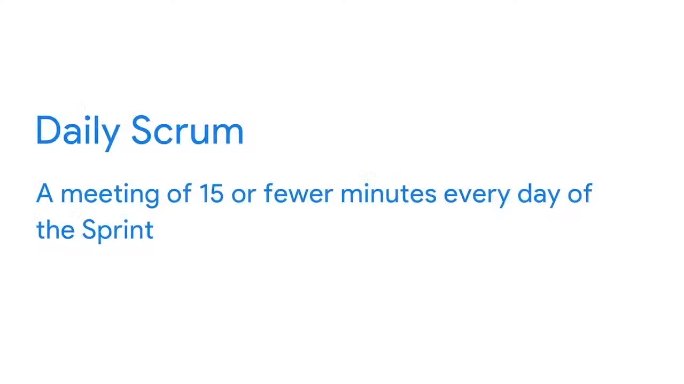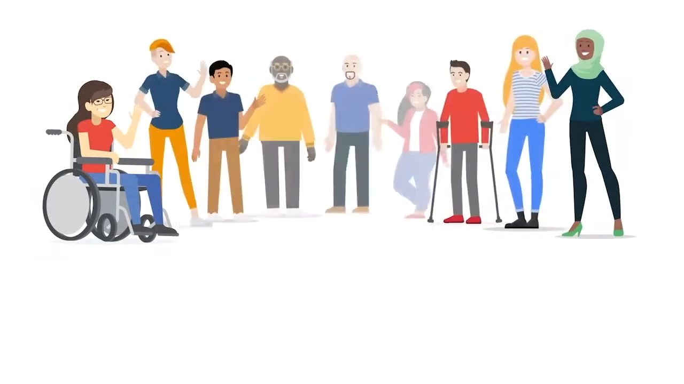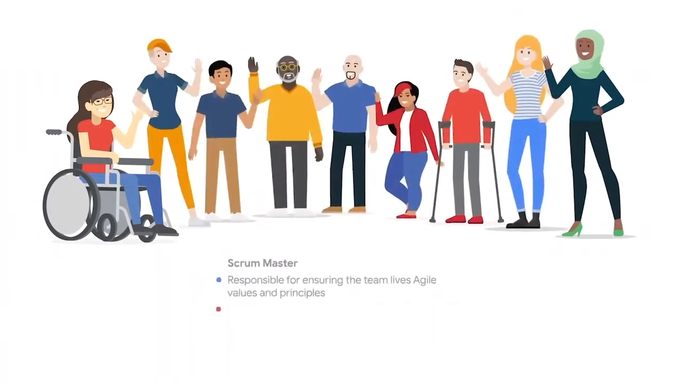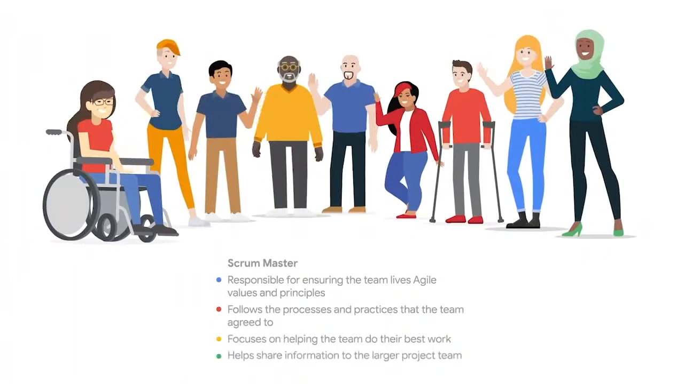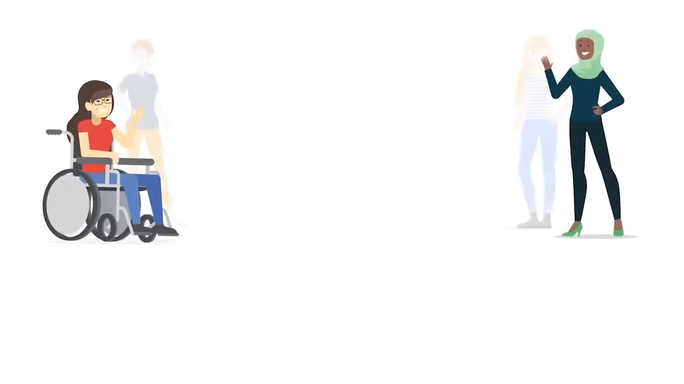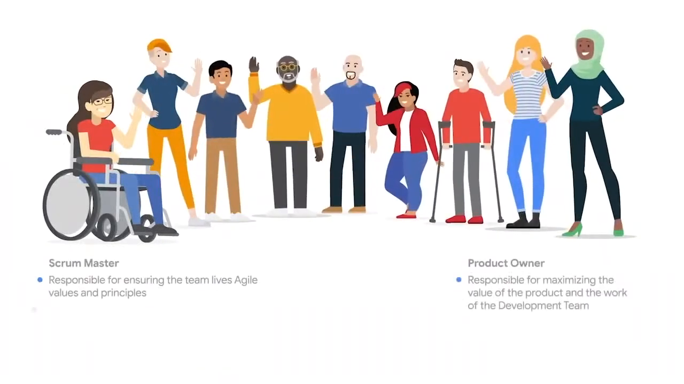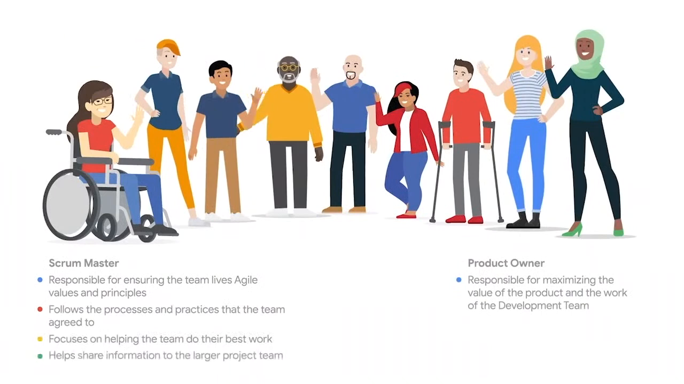And then there's a practice called the daily Scrum, also called the stand-up. This is where the team meets for 15 minutes or less every day of the sprint to inspect their progress toward their goal. Next are the roles, the first of which is the Scrum Master. This role is responsible for ensuring that the team lives Agile values and principles, follows the processes and practices that the team agreed to, sharing information to the larger project team, and they also help the team focus on doing their best work. The other notable role in Scrum is the product owner, who is responsible for maximizing the value of the product and the work of the team.